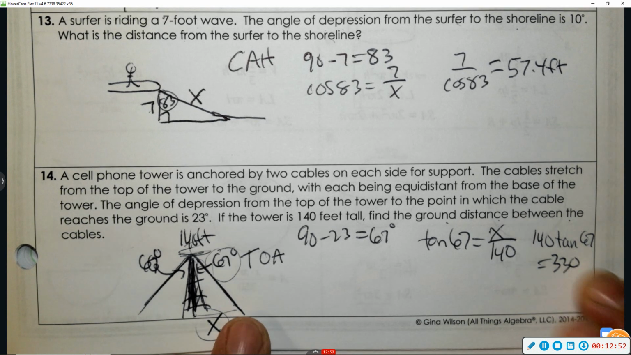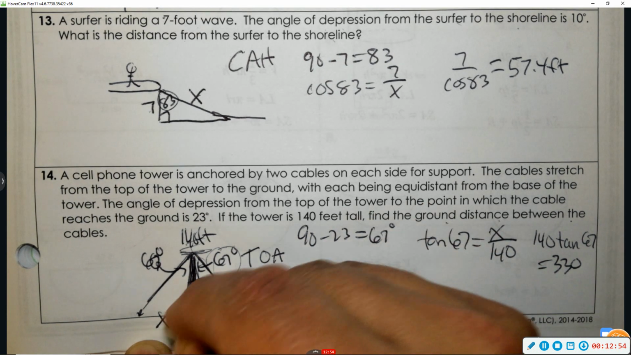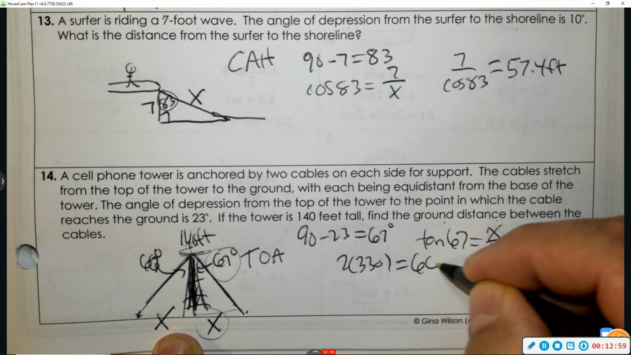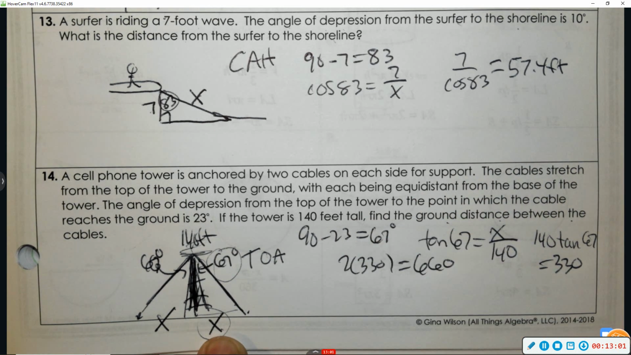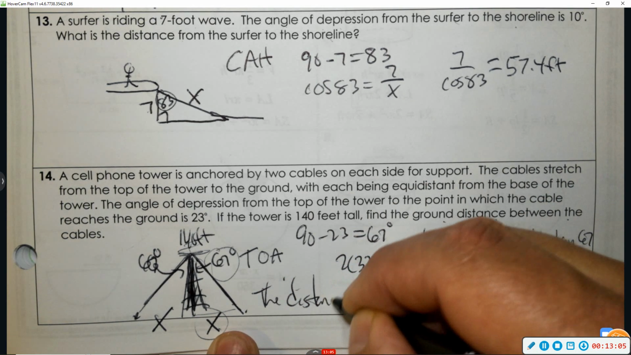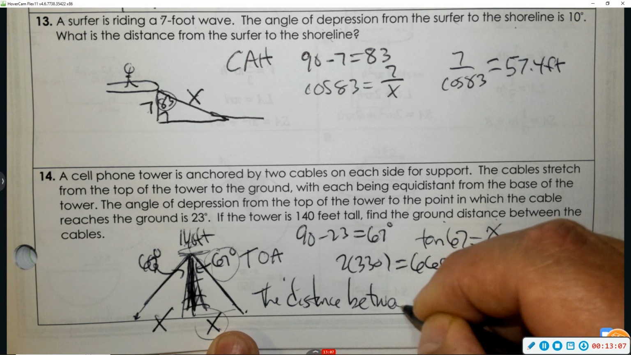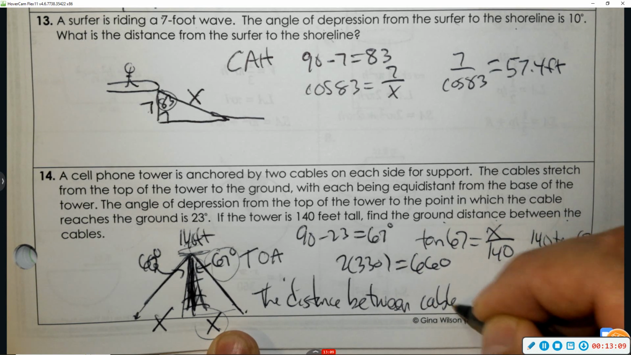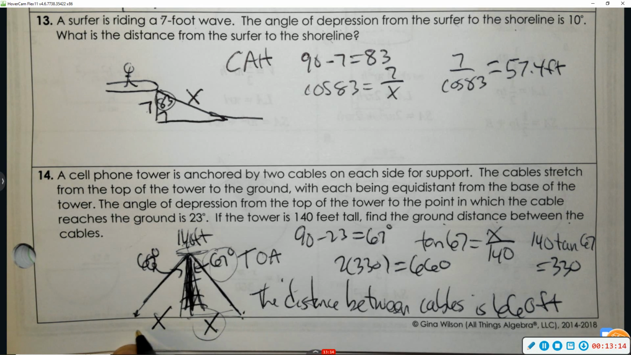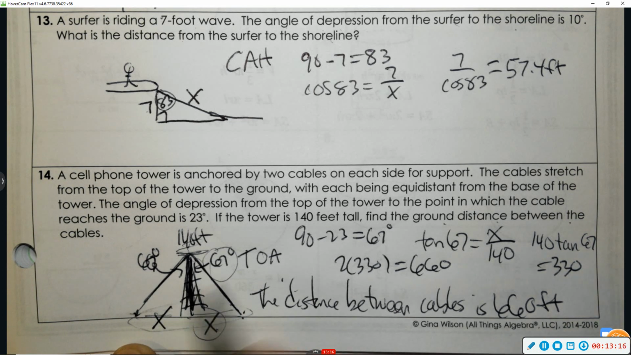And I want to know the distance between the 2 cables. They're equal distance, so I just double that answer. That will tell me the distance between them. And then we write it down. The distance between the cables is 660 feet. So we found one side, we double it for the other side, so all together the distance is 660.